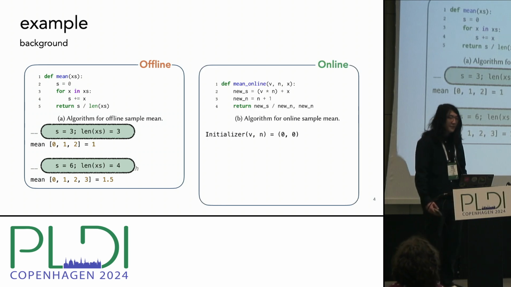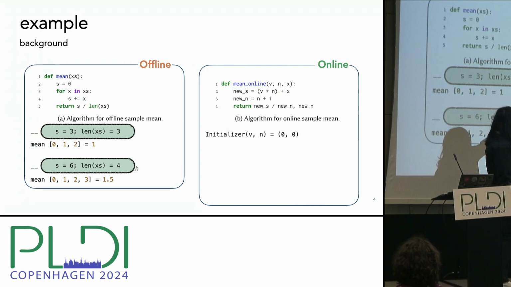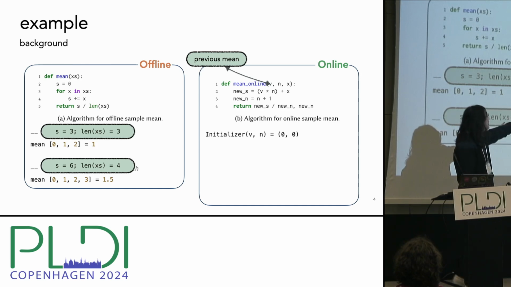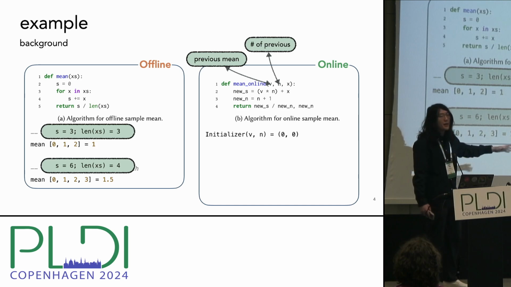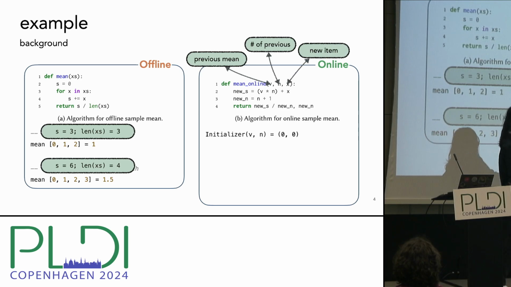The online version is a bit different. It has 2 parts: a Python function called meanOnline and an initializer. I'll get into the initializer in a second. Let's first take a look at the function signature of meanOnline. V denotes the value of the previous mean, N is the number of previously processed items, and finally, X is the new item.